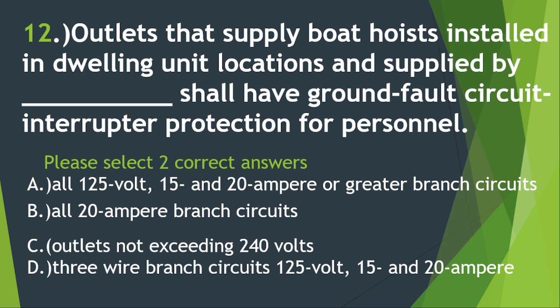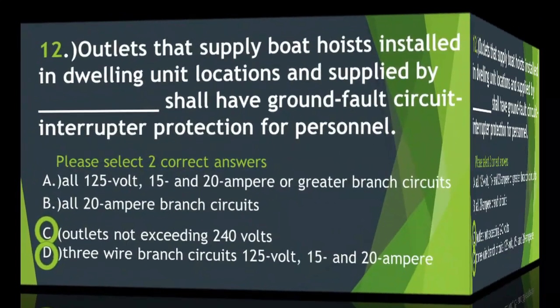Number 12. Outlets that supply both hose installed in dwelling unit locations and supplied by blank shall have ground fault circuit interrupter protection for personnel. Please select the correct answers. A. All 125 volt, 15 and 20 ampere or greater branch circuits. B. All 20 ampere branch circuits. C. Outlets not exceeding 240 volts. D. 3 wire branch circuits, 125 volts, 15 and 20 ampere. Correct answer is C and D.